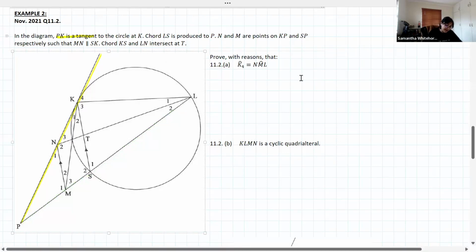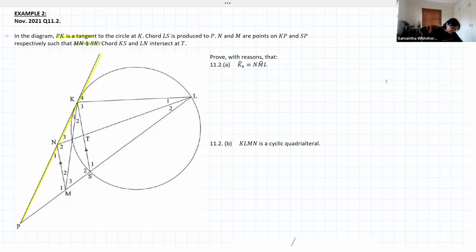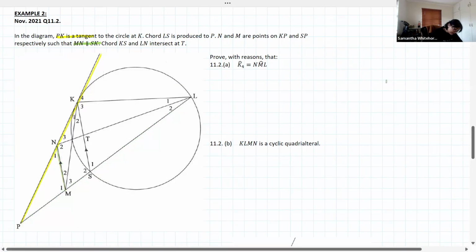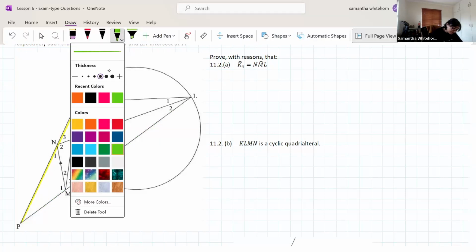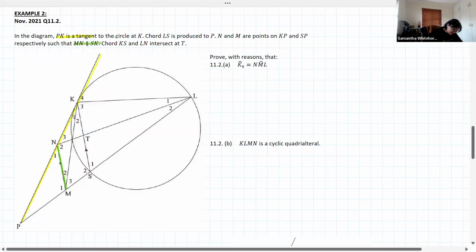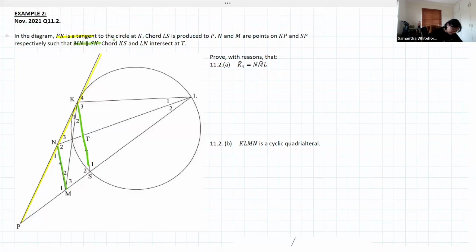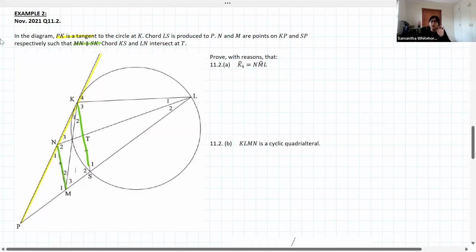N and M are points on KP and SP respectively, such that MN is parallel to SK. So here's MN, and obviously SK over here as well. So we've got some parallel lines. And immediately when you see parallel lines, you start thinking, okay, proportionality theorem. Where are my triangles? What am I going to use?